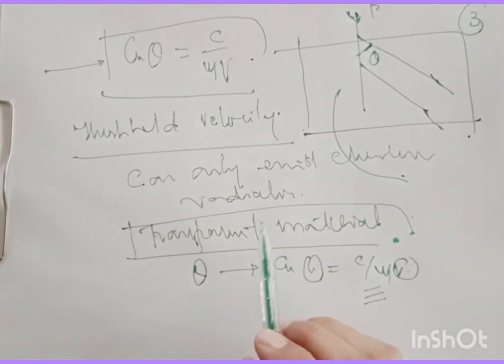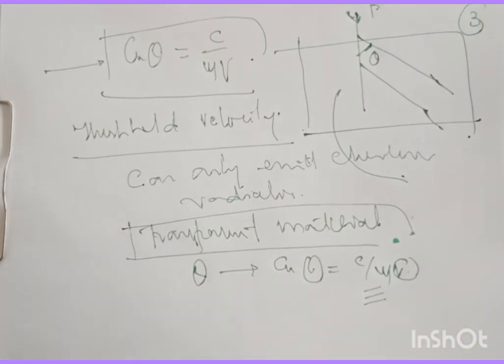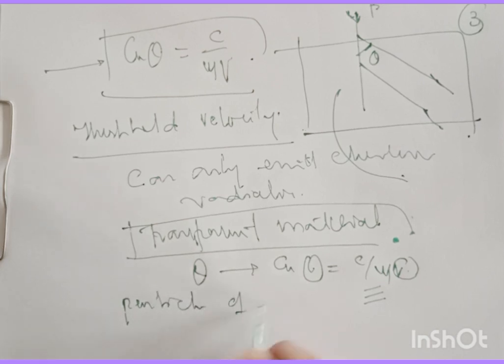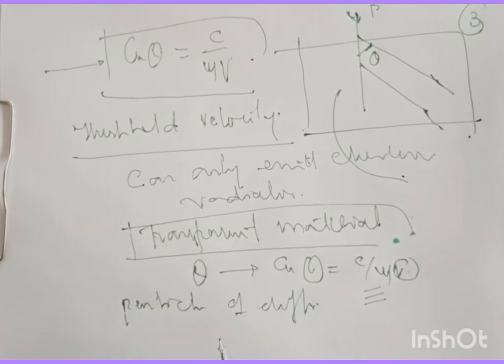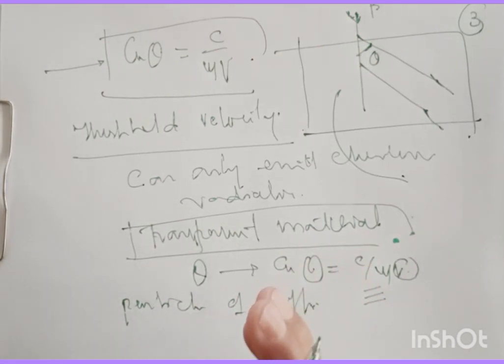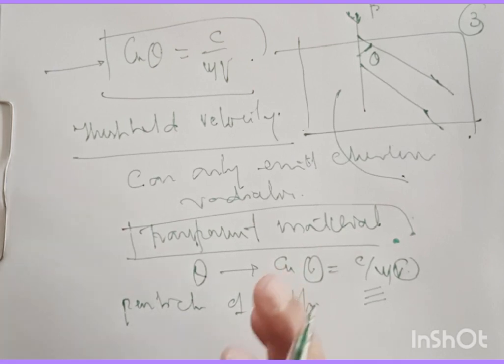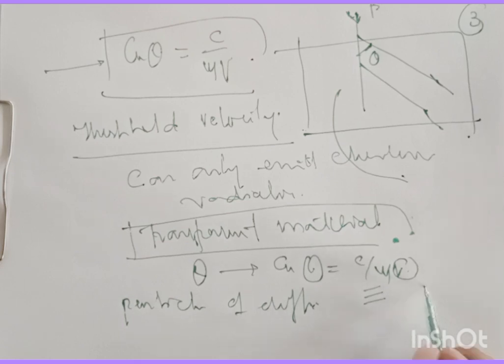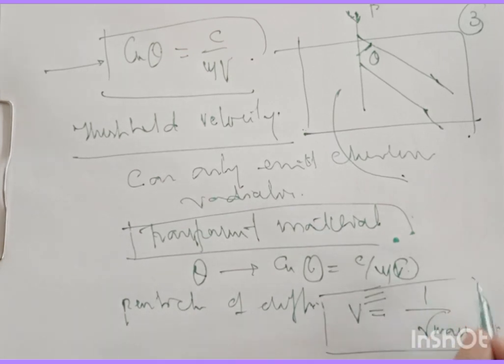Another important thing is that particles of different masses can be distinguished. For the same kinetic energy, the velocity of the incident particles is inversely proportional to the square root of the mass number. This is a known fact: the velocity of the incident particle is inversely proportional to the square root of the mass of the particles.